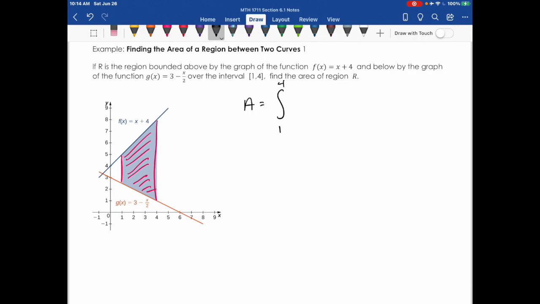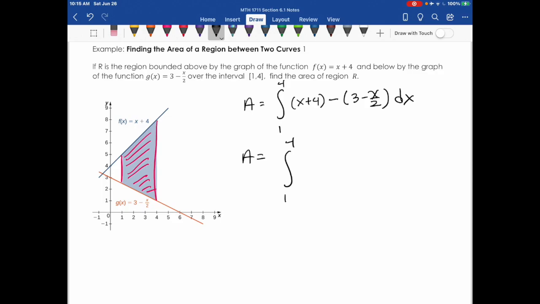We're going to write it from 1 to 4, and we're going to take the upper function, which is f of x. You always want to take the upper function and subtract the lower function. So the function that is above is x plus 4, and you want to subtract g of x because that's below. And I would really recommend that you put this in parentheses when you set it up, because a lot of times people forget to distribute the negative. We're going to subtract 3 minus x over 2, dx.